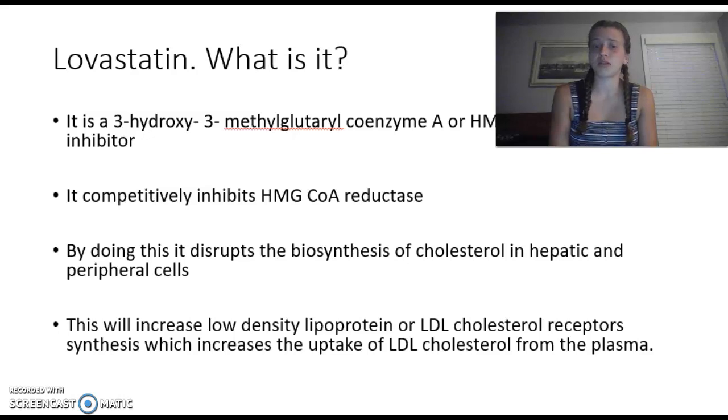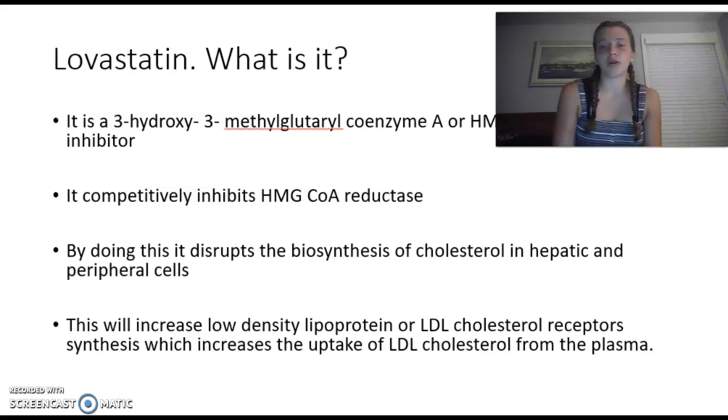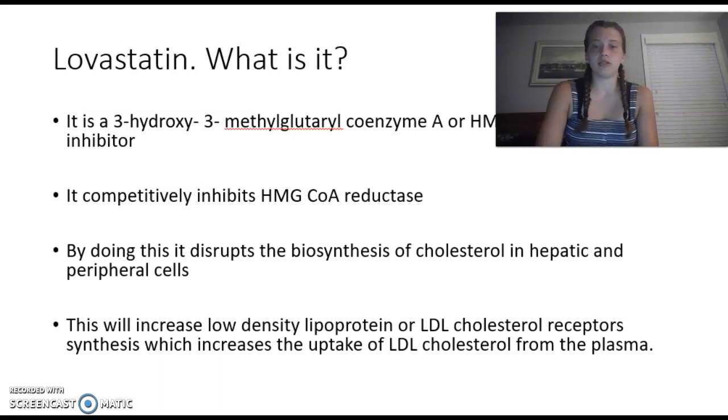Then SCAP escorts SREBP to the small membrane vesicles in the Golgi complex. The released protein migrates to the nucleus, and that's when it binds to the SRE of the HMG-CoA reductase gene. Lovastatin, after all that happens, ends up inhibiting HMG-CoA reductase. That is what blocks the cholesterol biosynthetic pathway, and in turn, that lowers cholesterol levels.